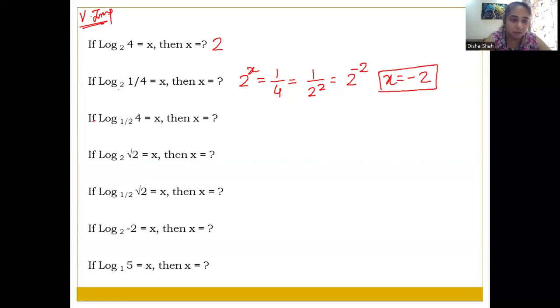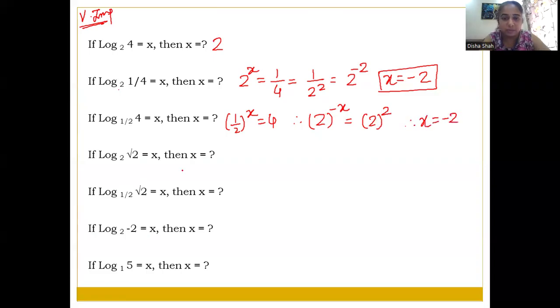Next. Log of 4 to the base half is equal to x. So what is the value of x? Once again, we write this in exponent form. So half raised to x is equal to 4. Half raised to x can be written by taking the 2 up to the numerator, so that will become 2 only and the power will become negative. So half raised to x can also be written as 2 raised to minus x. This is equal to 4, which we write as 2 square. So we can say that minus x is equal to 2. So x is equal to minus 2.